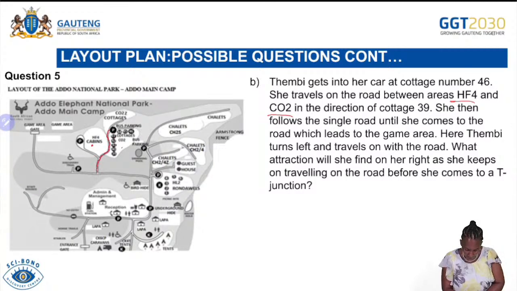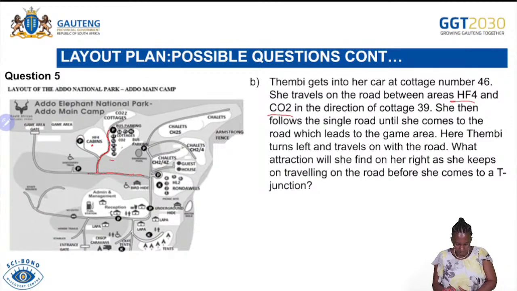And then now they say in the direction of cottage 39. Now you have to look at cottage 39. There's cottage 39. She comes this side. And then it says she follows the single road until she comes to the road which leads to the game area. So this is the road that leads to the game area.